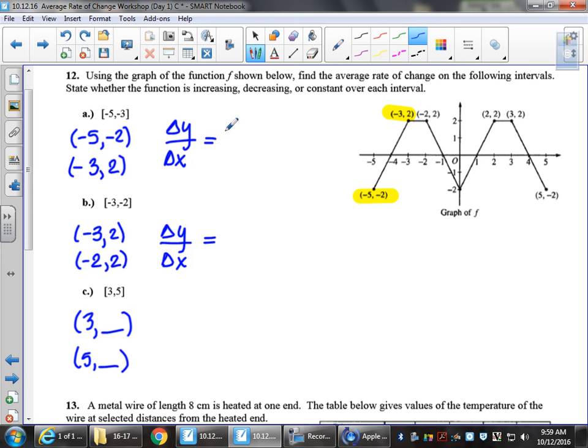So what would that look like for A? -2 minus 2, and then -5 minus parentheses, -3. Good job. -2 minus 2? What's -2 minus 2?